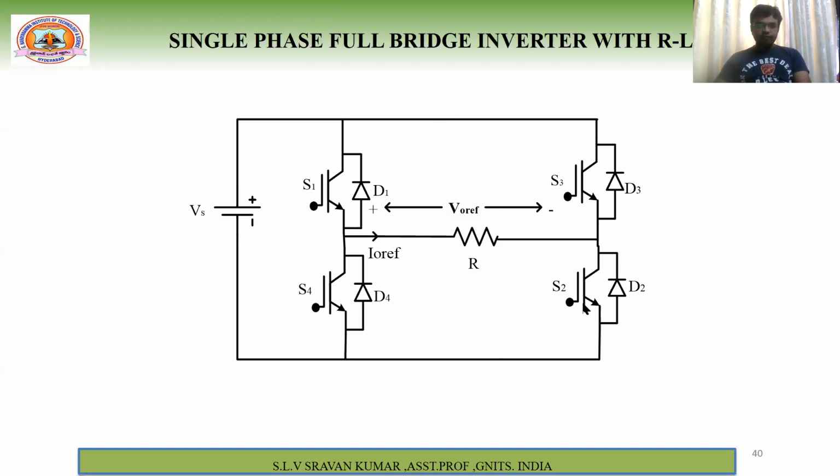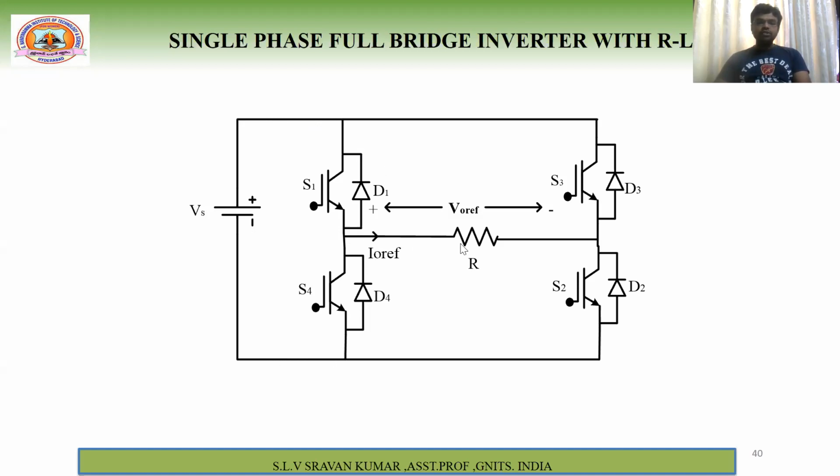What happens if we give the triggering pulses to S1 and S4? Let us assume we give the triggering pulses to S1 and S4, so these two switches will be turned on. Therefore, how does the current flow? The current flows from plus Vs through switch S1 and S4 to the return path. The entire current flows like this, which means these two will be acting as a short circuit, right? The source will be acting as a short circuit because these two switches are turned on.